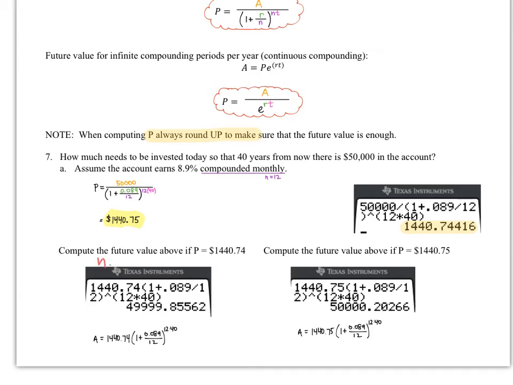This side is not enough, and this side is enough. Otherwise, we wouldn't get to $50,000 after 40 years. So we round up, and that's where we get our final answer of $1,440.75 needs to be invested now so that in 40 years we'll have $50,000 in the account.